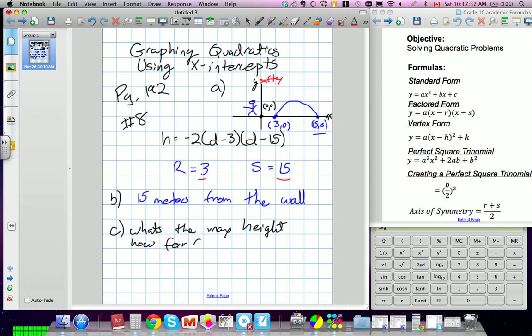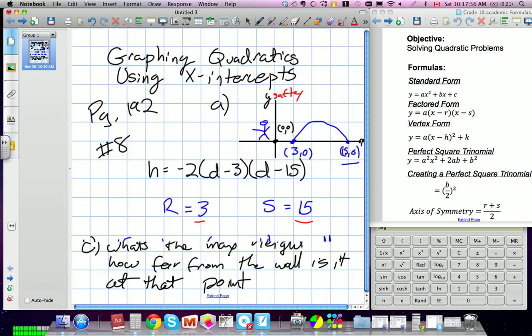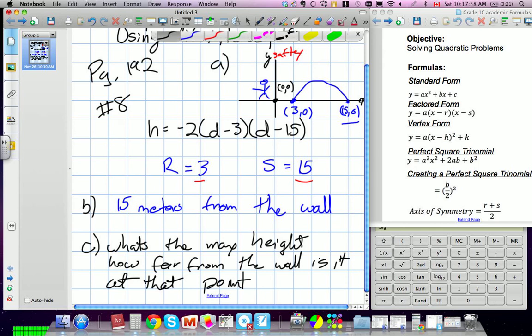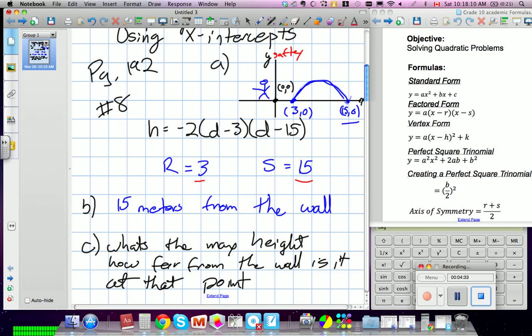Okay. So we've got to figure this out. When they're talking about a max height, what part of the sketch are they talking about? Where along this parabola are we at a maximum height? We know the max height is actually also our vertex. So we're going to be looking for our vertex because that'll be the highest this parabola goes. And they also want to know how far it is from the wall at that point.